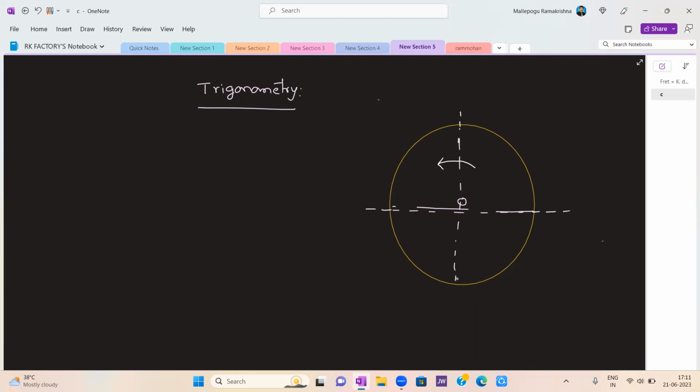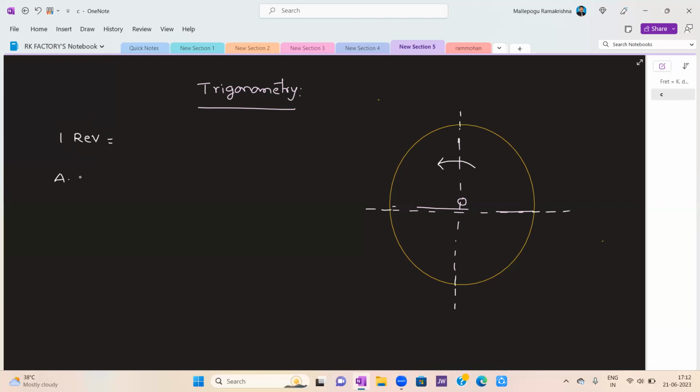Suppose we divide this into parts, and if it is completing one revolution, one complete revolution, how much has it completed? That we need to answer. Okay. So to answer this question, we have four methods. Four methods.